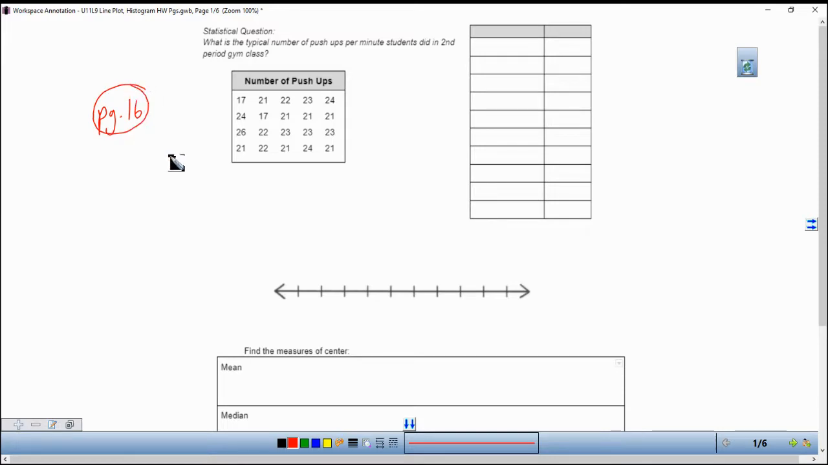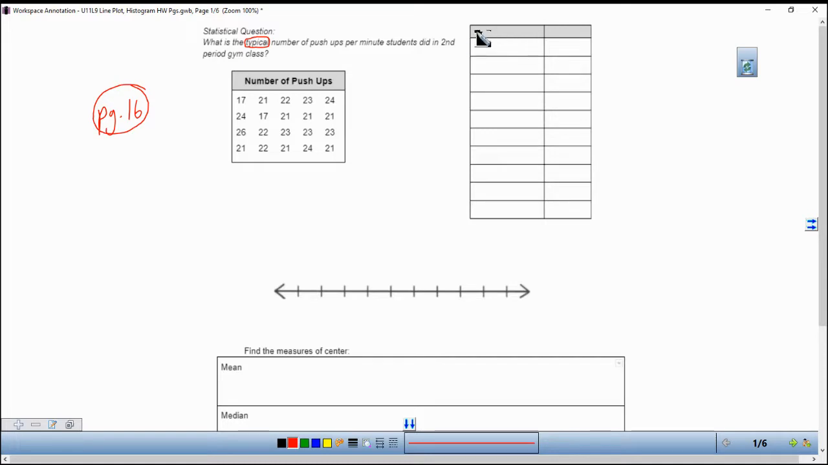All right, so here's our question. It says, what is the typical number of push-ups per minute students did in second period gym class? That word typical, again, is a key word that can help make a question statistical. Here we have a set of data, looks like 20 numbers, of the number of push-ups people did in a minute in second period.